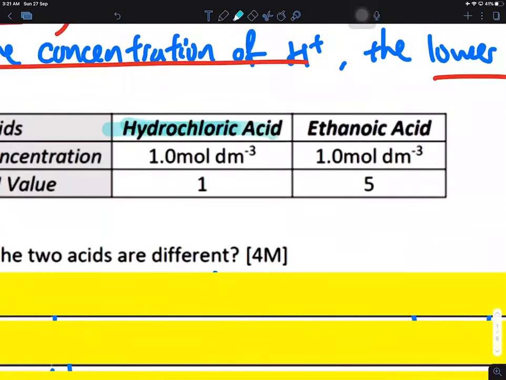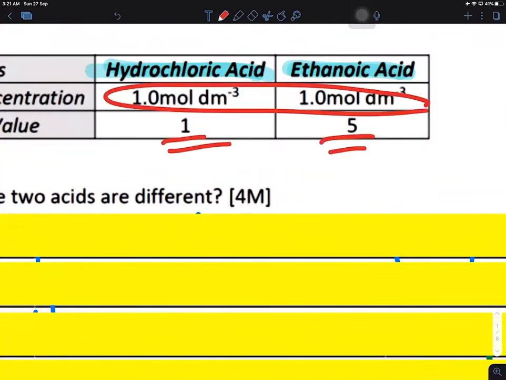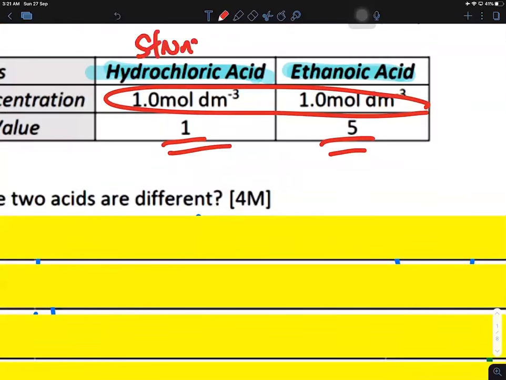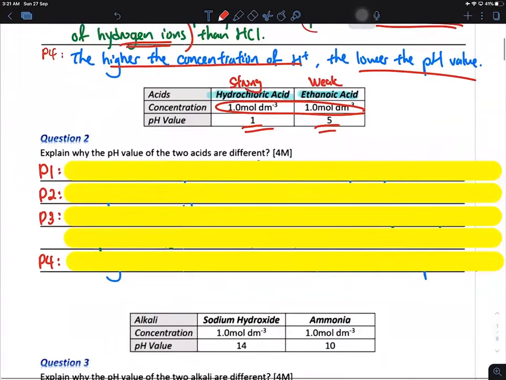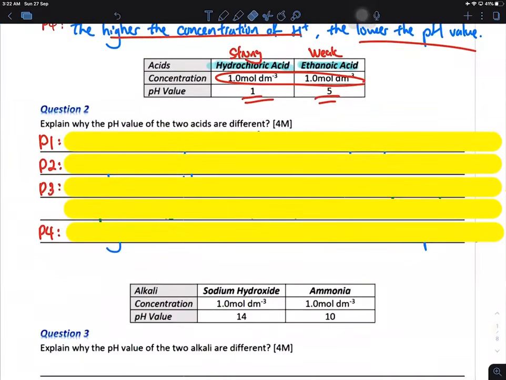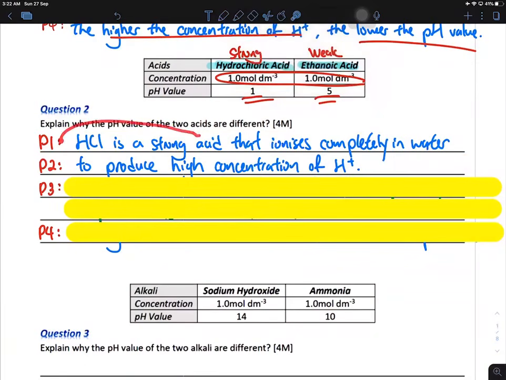Hydrochloric acid, ethanoic acid, again, same concentration, but they have a different pH value. So what is the difference between hydrochloric and ethanoic acid? Obviously, one is strong, another is weak. Strong and weak. So this is explaining about strength. Just now, this question was about basicity of acid. And now this question is the strength of acid. So first, we tell the difference between the acid. HCl, as I did, okay, let me change the color. So HCl is a strong acid.